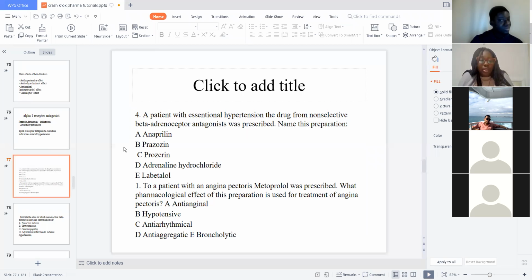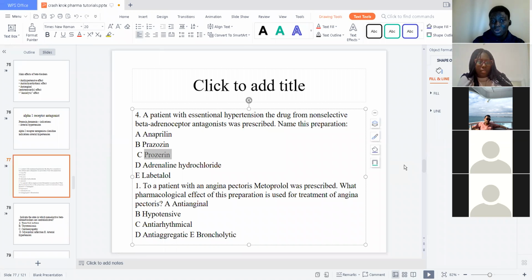Okay. A patient with essential hypertension. A drug from the non-selective beta adrenoreceptor antagonists was prescribed. Name this preparation. Prozarin. No, try again. Wait. What's the mechanism of action of Prozarin? We talked about it earlier. Prozarin is a cholinergic drug. Do you remember the mechanism of action of Prozarin?